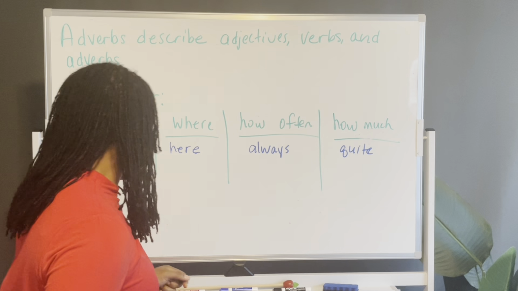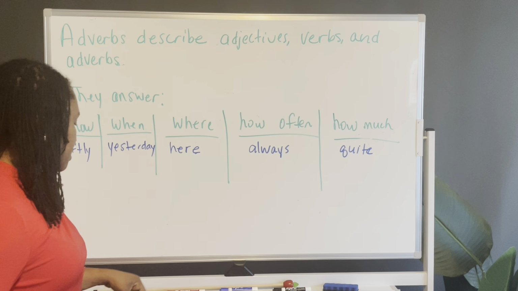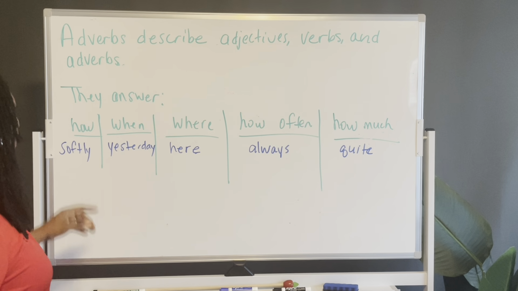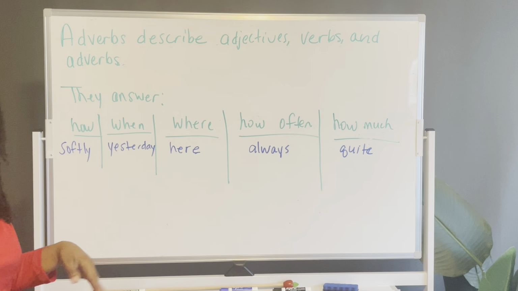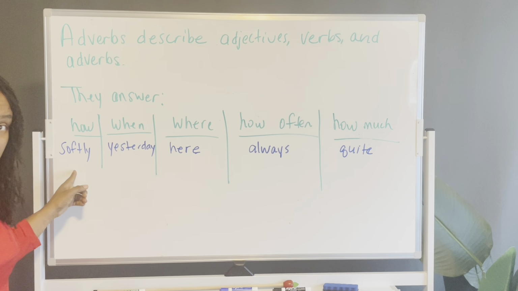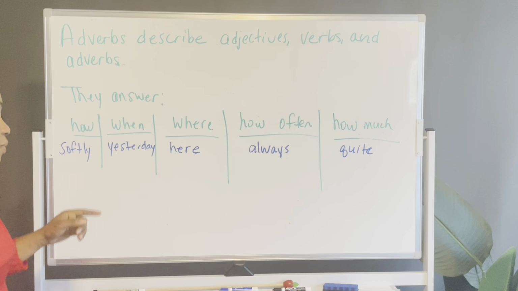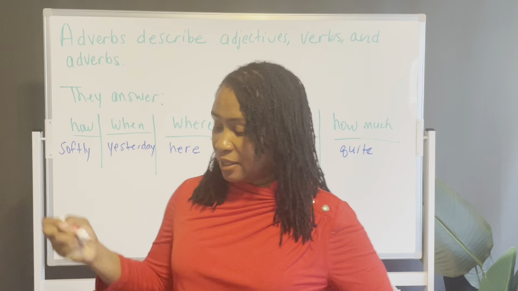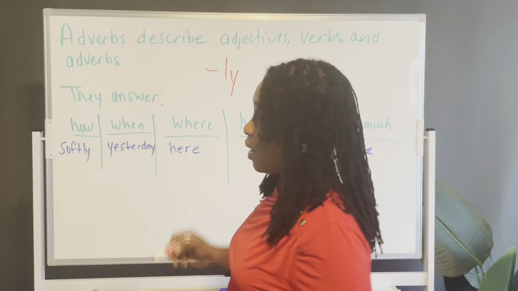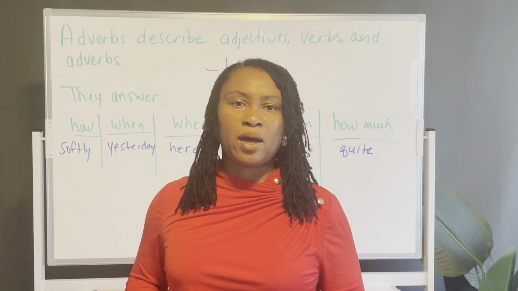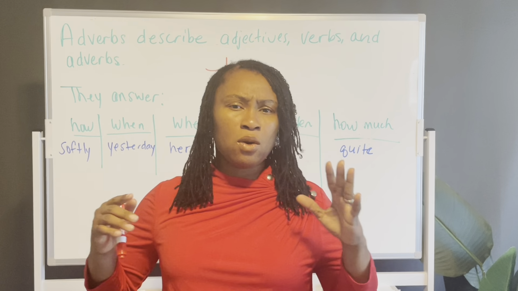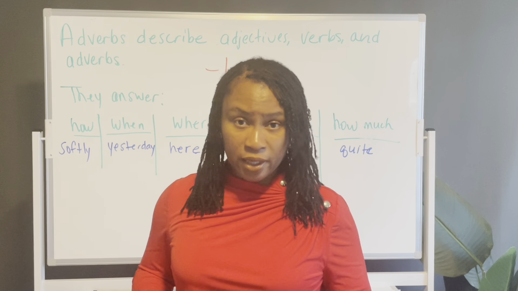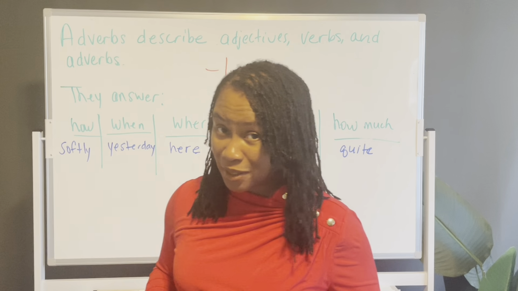All right, let's look at these examples here. How? Let's look at how. How was she speaking? She was speaking softly. Okay? One thing I want to say is that adverbs usually end in ly. If you see a word that ends in ly, most likely it is an adverb. So that's one way to be able to easily identify adverbs. They end in ly, usually. So therefore, usually would also be an adverb.